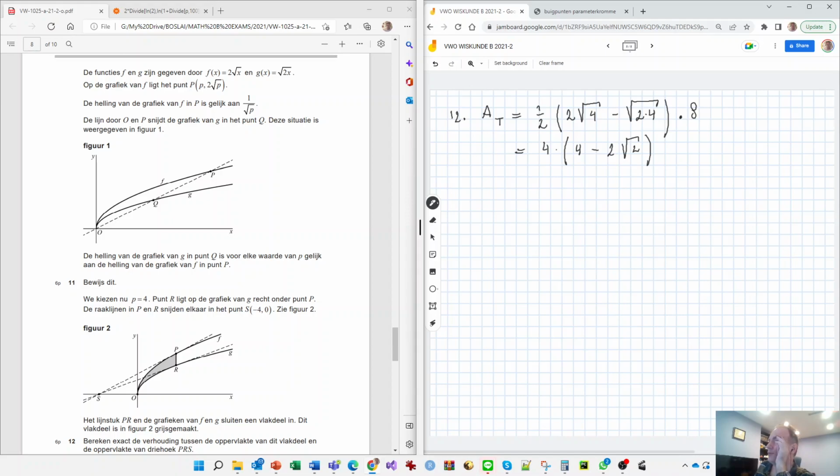Yeah, there's not much more you can do with this. They still have a common factor here, 2. So I can write it as 2 times (2 minus square root of 2).